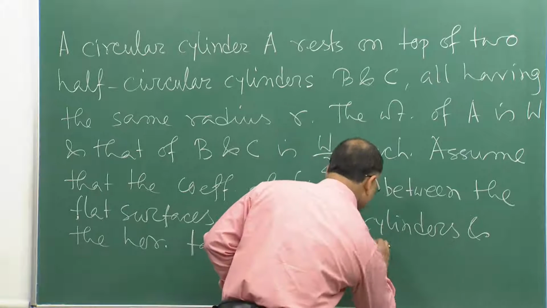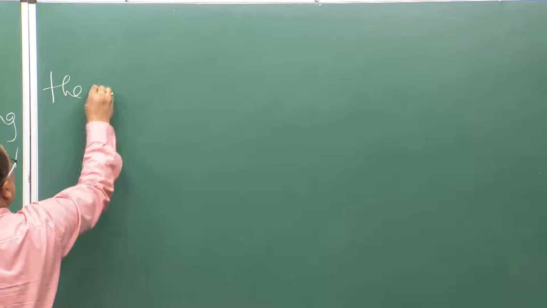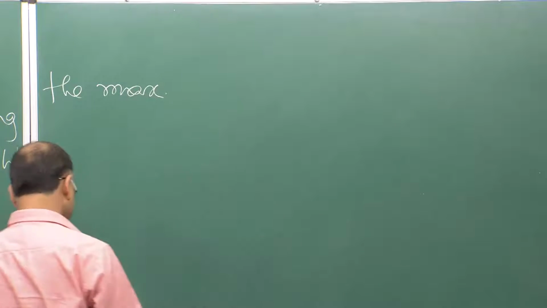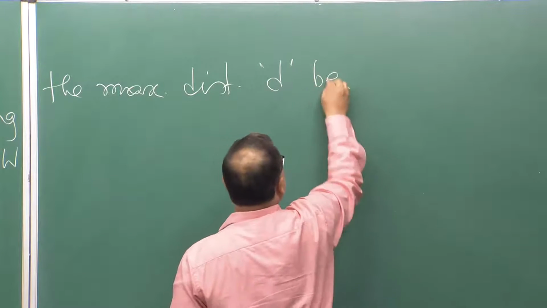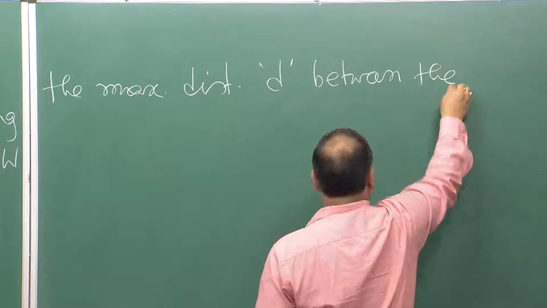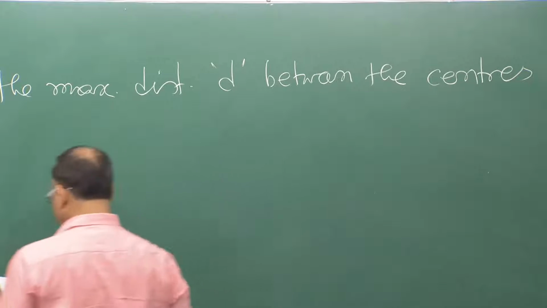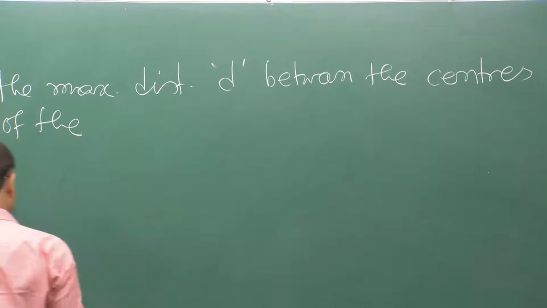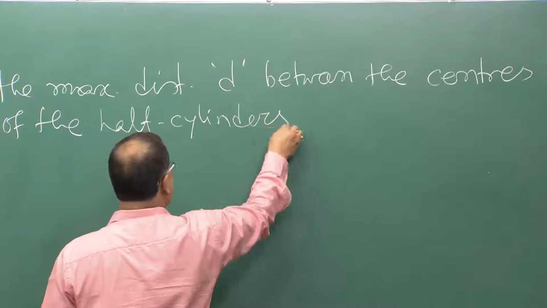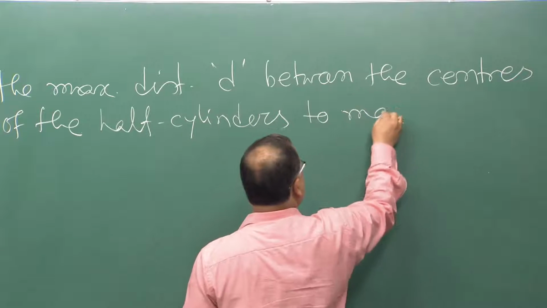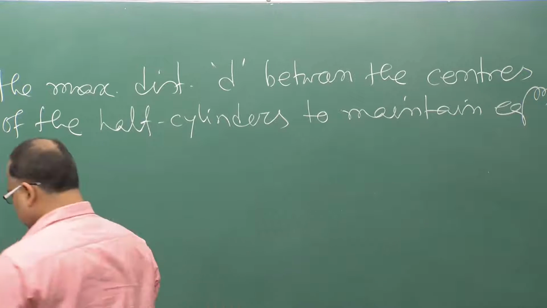Now, this is your objective. Determine the maximum distance d between the centers of the half cylinders to maintain equilibrium. Okay. So, let me draw it first.